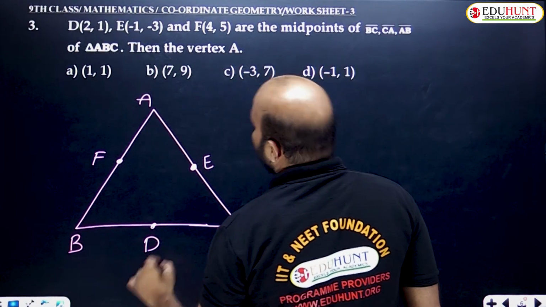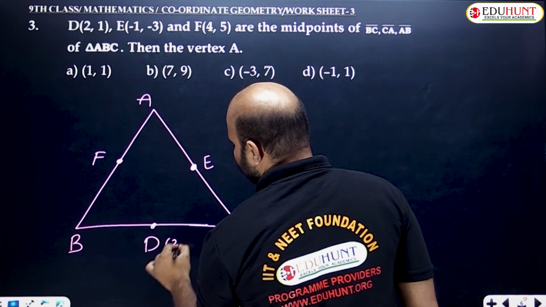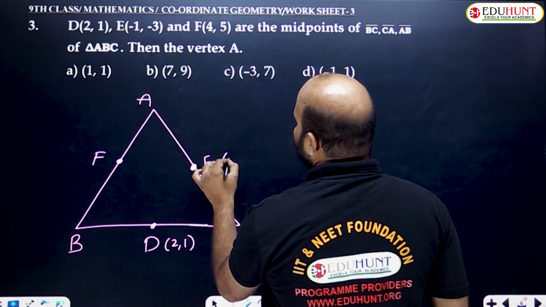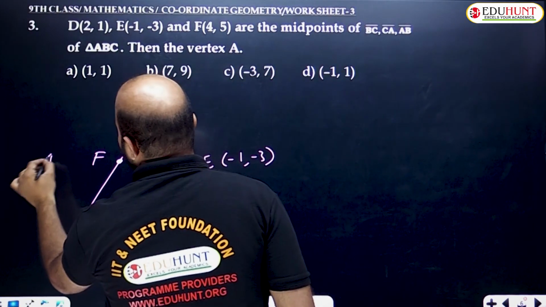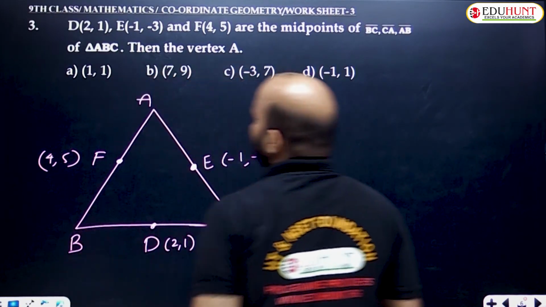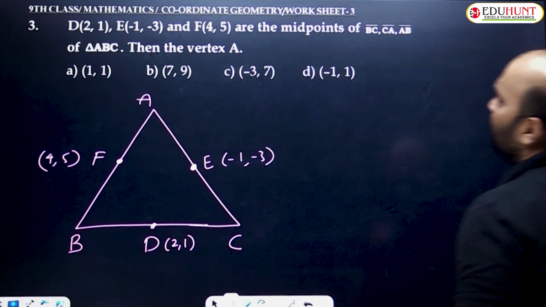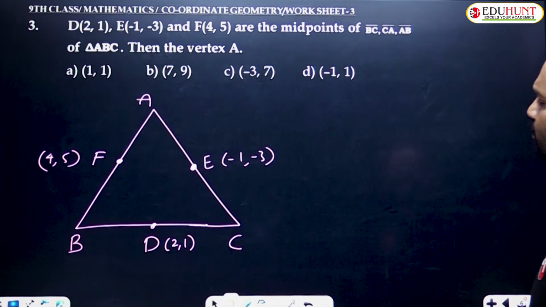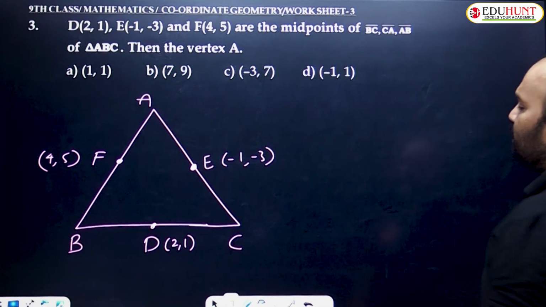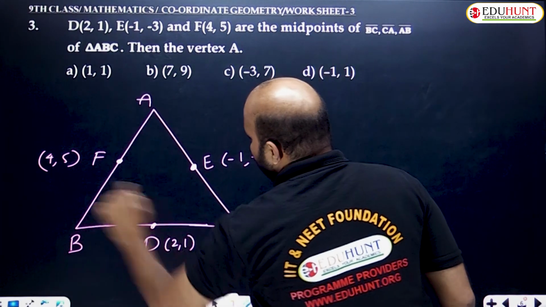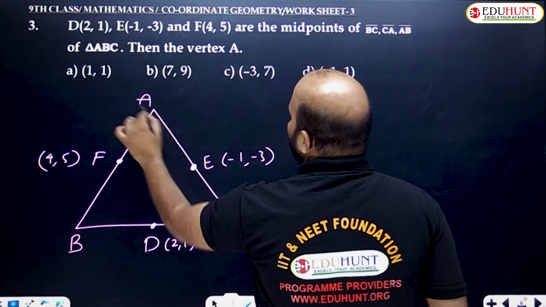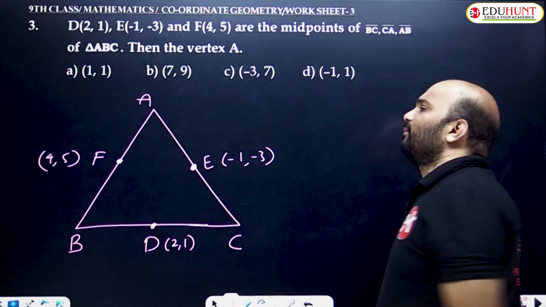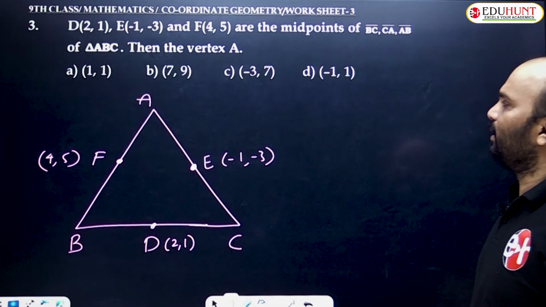D is (2, 1), E is (-1, -3), F is (4, 5). So D, E, F are midpoints of BC, AC (nothing but CA) and AB. Am I clear? But the question I am asking is the vertex A, the coordinates of A. So clearly we need to verify it.